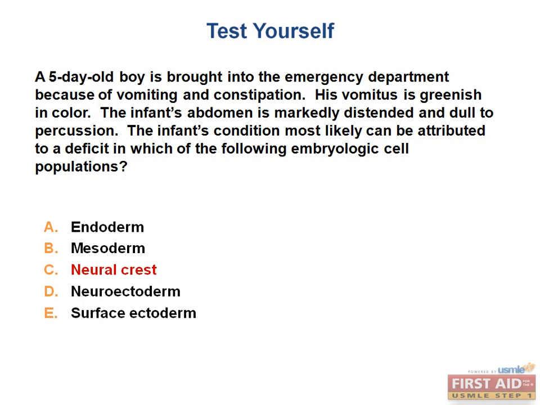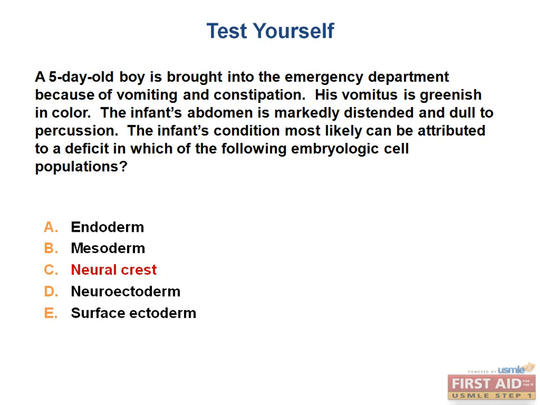First thing to note is the age of the boy, since on embryology questions, this can help clue us in into what might be going on. Is it early in life, suggesting a developmental process, or is it something that has developed over time? Well, since he's a 5-day-old boy, it seems to be a developmental process. Next, let's tackle the bilious vomiting and the constipation.